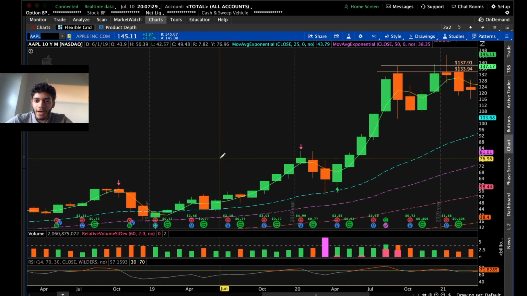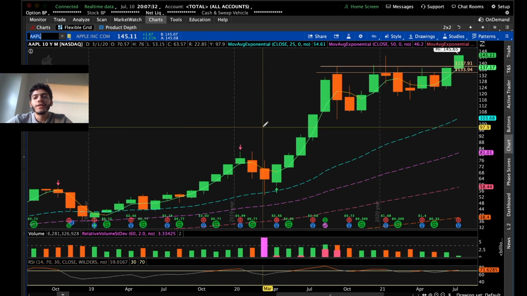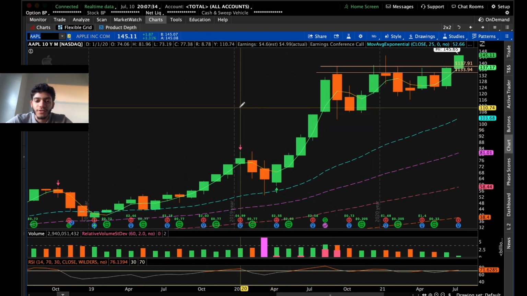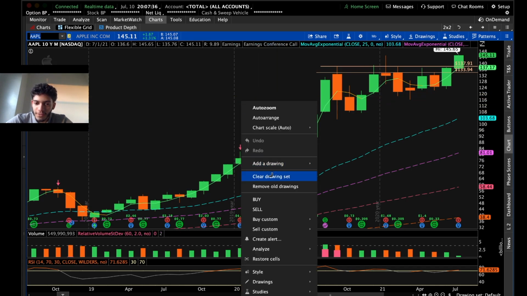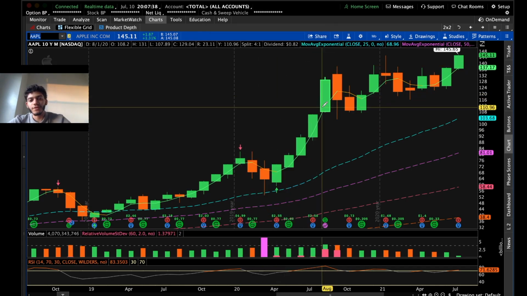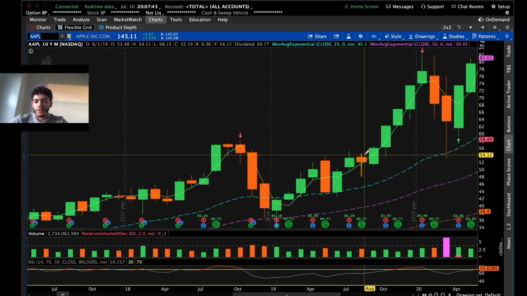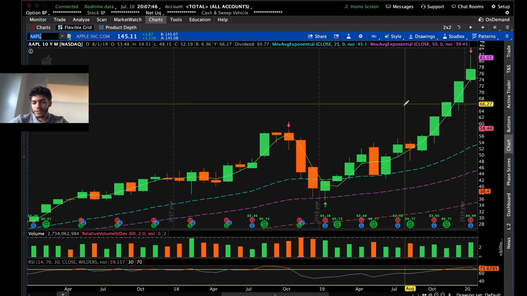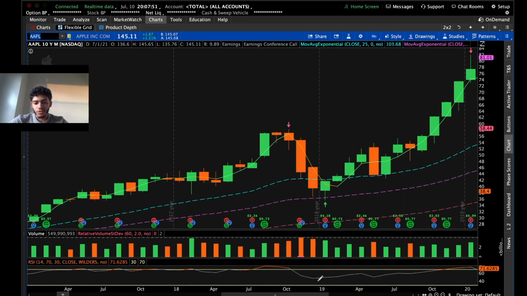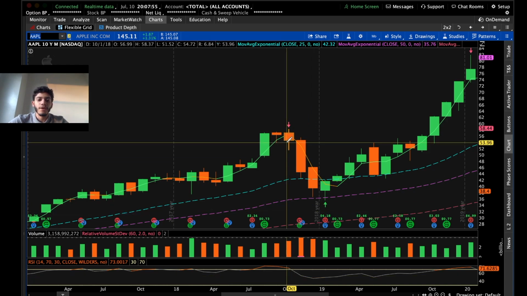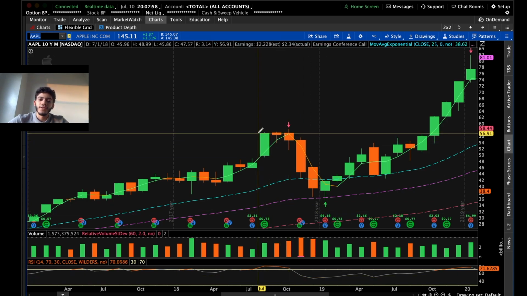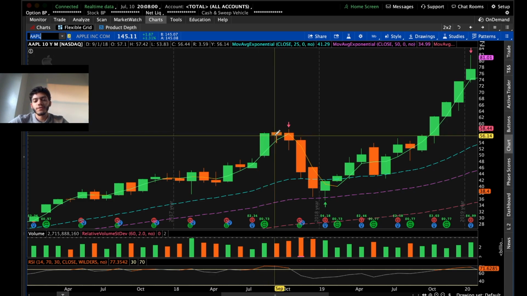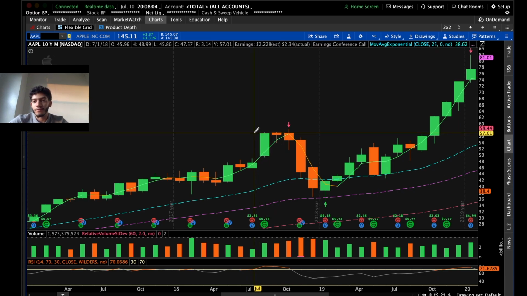So for Apple, for example, if we're plotting support and resistance, just the most basic form of technical analysis, you want to look for top, you want to look for bottom. That's all you want to look for when you're doing support and resistance. For example, if we go back to October of 2018, you'd see here for August, September, and October, the price of Apple failed to go higher than this one, which is 57.